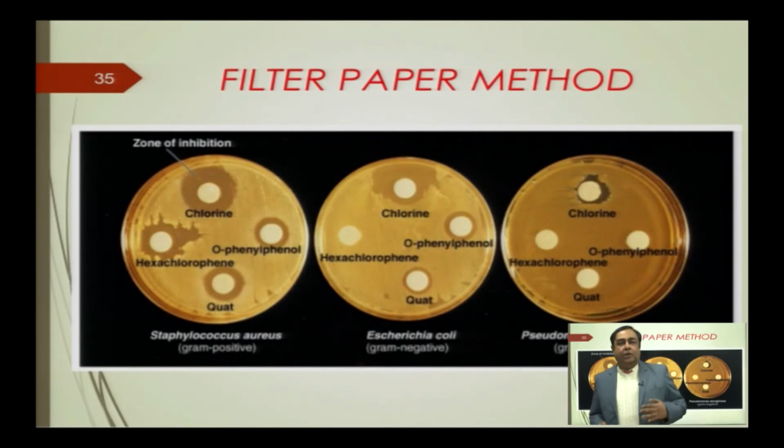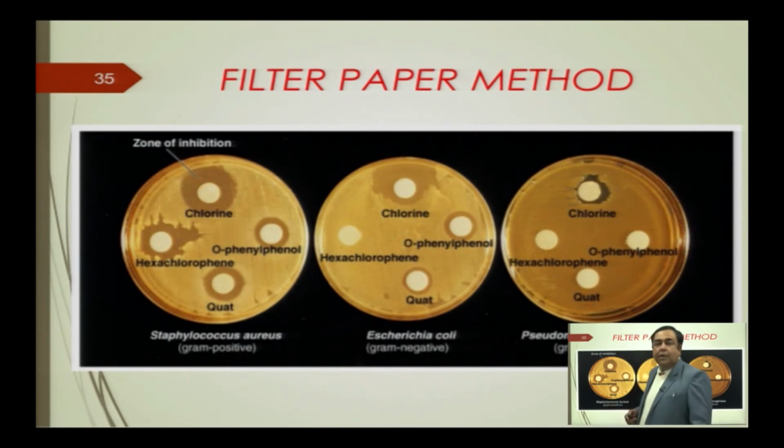Now, let us look at this particular picture. You will find that against a filter paper disc soaked in chlorine, there is a larger zone of inhibition, whereas for the filter paper disc soaked with O-phenyl phenol, the zone of inhibition is smaller. A smaller zone of inhibition means it has lesser antimicrobial efficacy as compared to chlorine.